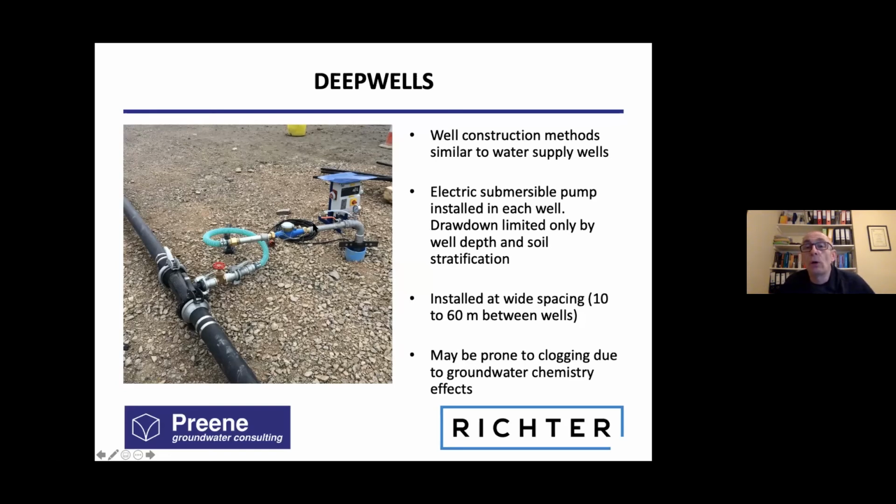The drawdown is limited only by the depth of the well and by the soil stratification. Typically, wells are installed at quite wide spacings, maybe between 10 meters and 60 meters between wells, which is much wider than well points, like we discussed. And also, these wells may be prone to clogging due to groundwater chemistry effects, particularly if there are high levels of dissolved iron, Fe, in the groundwater. You get these brown ochre deposits, and these can clog the wells. But you can deal with that. It's just a maintenance issue.